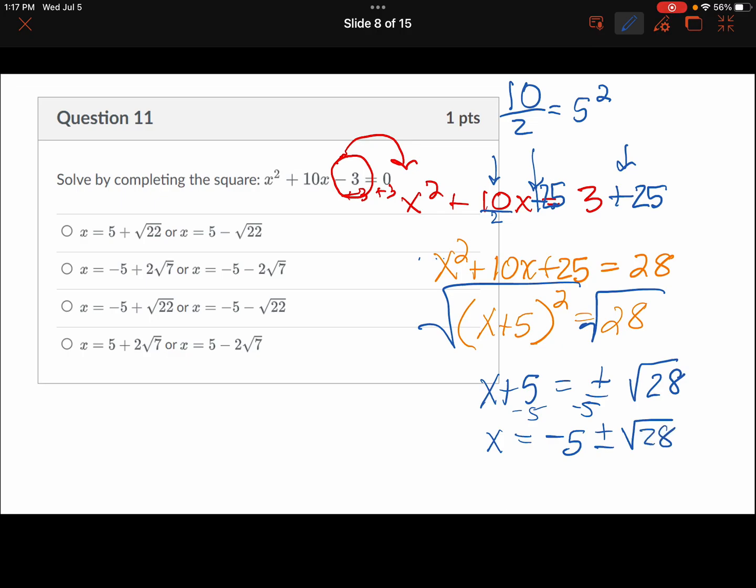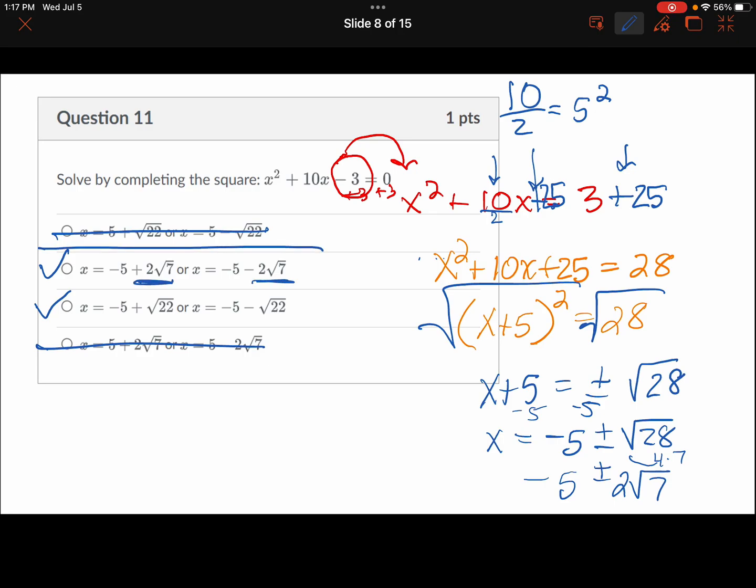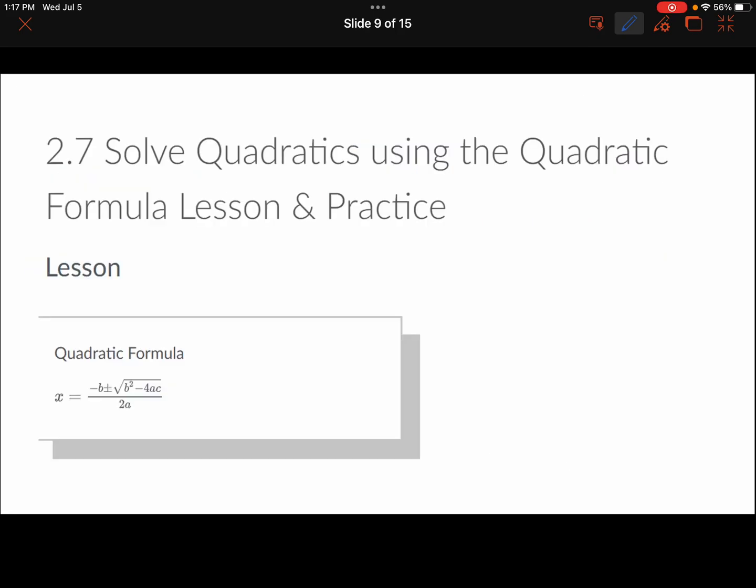And again, we start looking through here. -5, so it's got to be this one or this one. And again, none of them have 28. So then you got to say, oh, does 28 simplify? And sure enough, it does. There's a 4 in there. 4 times 7. 4 comes out as 2 radical 7. So -5 plus or minus 2 square root of 7. So -5 plus 2 square root of 7 gets me my correct answer there.